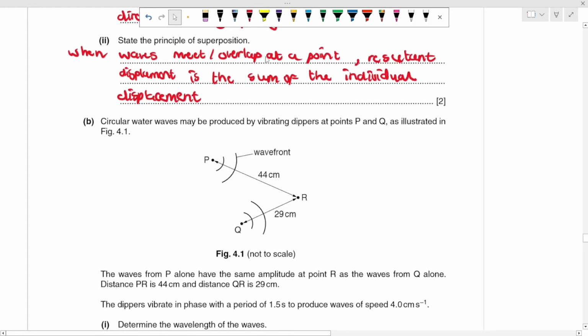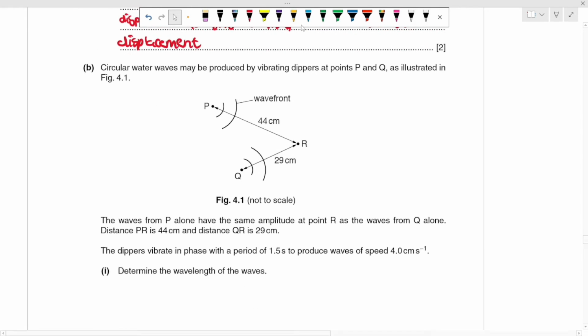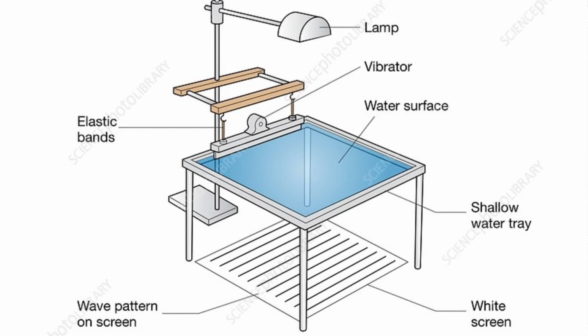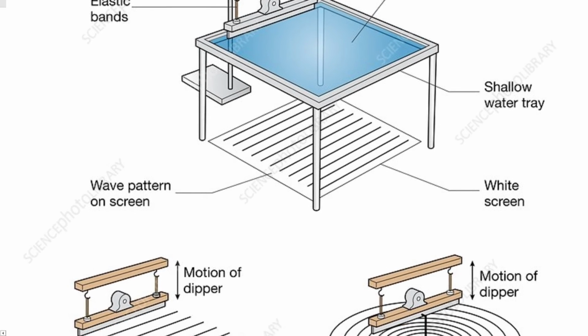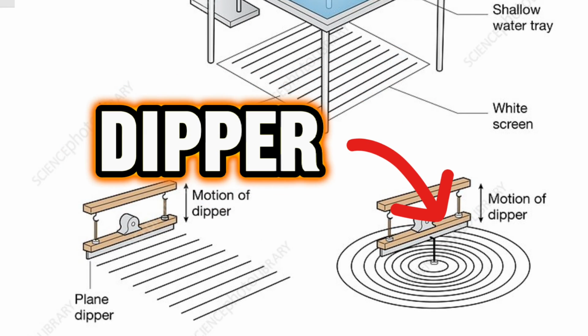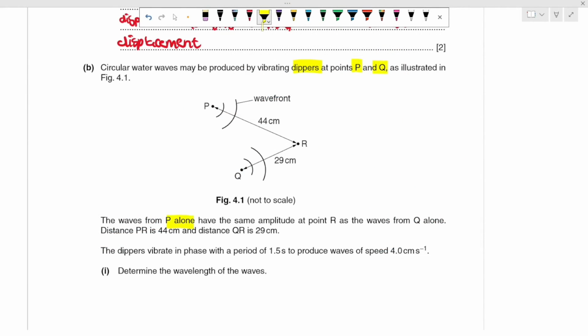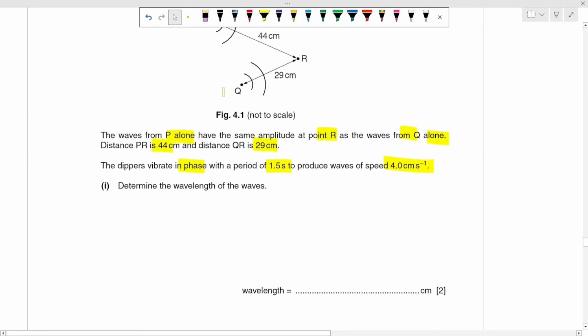B, circular water waves may be produced by a vibrating dipper that is at point P and point Q. So just a dipper just vibrates in the water. The waves from P alone have the same amplitude at point R as the waves from Q alone. Distance PR is 44, distance QR is 29. The dippers vibrate in phase with a period of 1.5 to produce waves of speed 4.0. Determine the wavelength. We're going to use the famous wave equation. V is equal to F lambda.